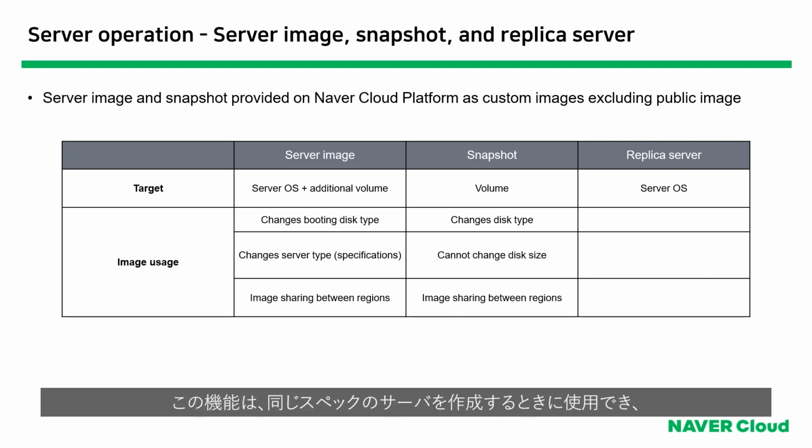This feature can be used when creating servers with the same specifications. You can import the information such as the original server's basic server image, server type, pricing plan, zone, authentication key, and ACG, and use the same information to create servers. However, in this case, only information related to the specification of the server is simply imported, not the data of the original server.